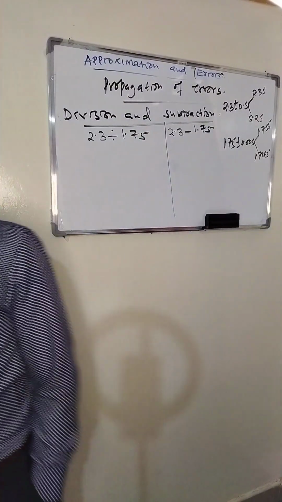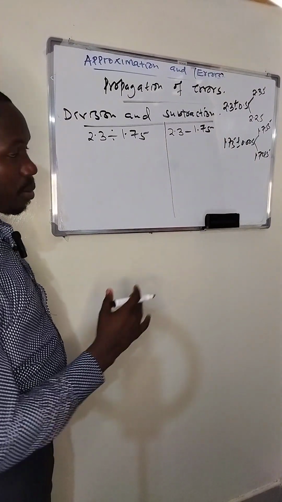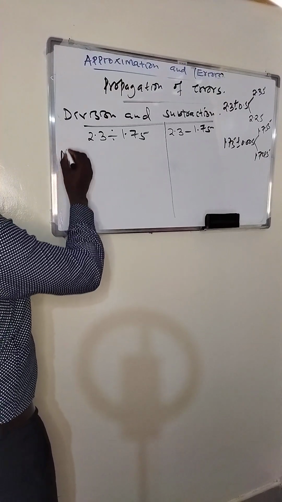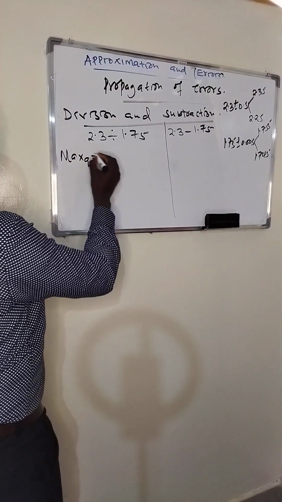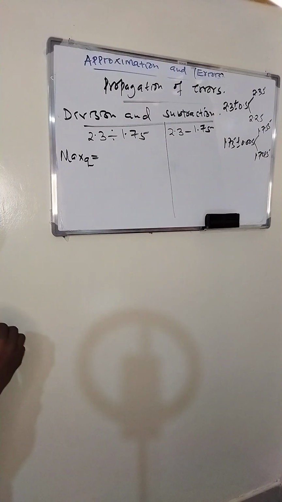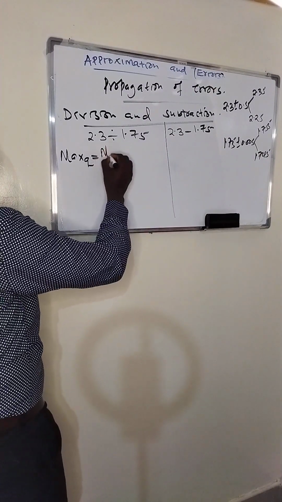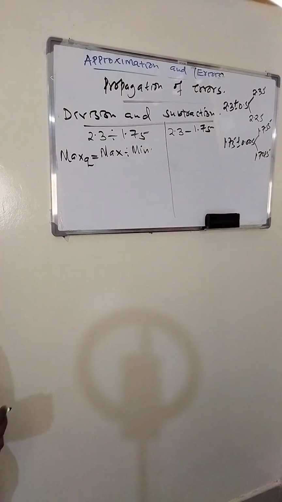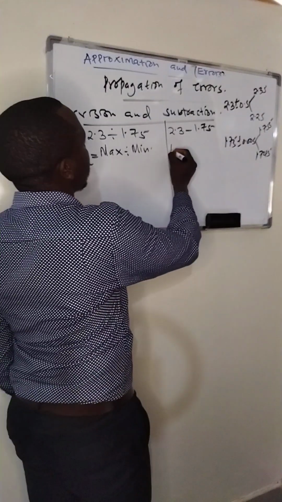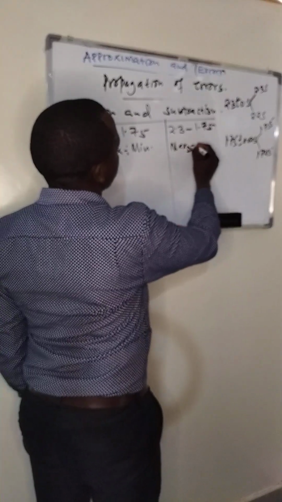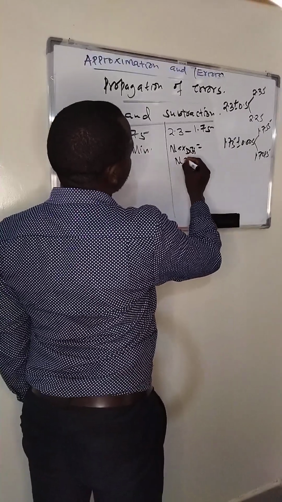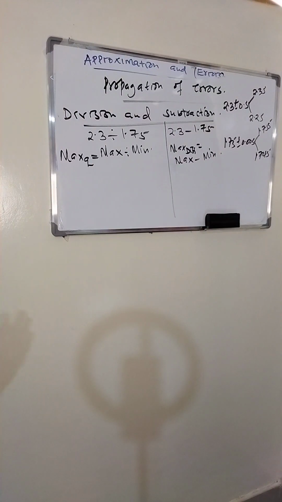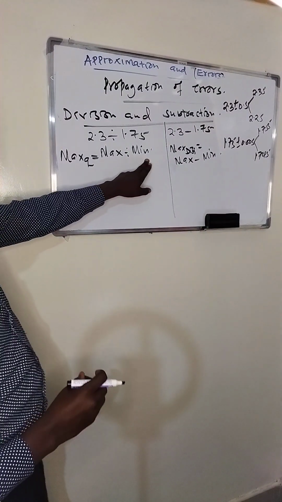So for division, whenever you divide two variables, the answer is called the quotient. If you want to get the maximum quotient, you will take maximum divided by minimum. If you want to get the maximum difference, when you subtract, you take maximum minus minimum. So you notice they also behave in the same way. Division, maximum divided by minimum.